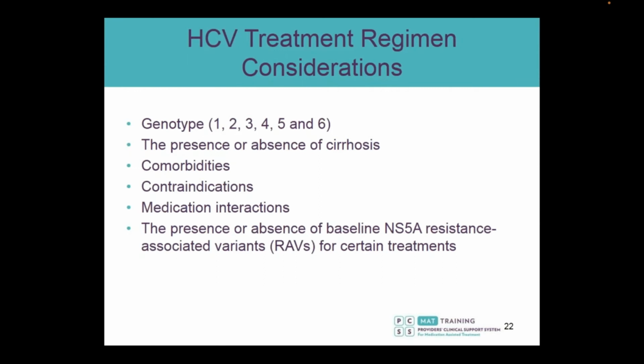So when considering treatment regimens, as I had mentioned earlier, it's important to know the patient's genotype, the presence or absence of cirrhosis, any comorbidities that the patient may have, and consider contraindications for treatment, of which there are a few. Understand medication interactions, as there are many interactions with many of the commonly used hepatitis C medications. And for some medication regimens, understand the presence or absence of baseline resistance for certain treatments. And lastly, it's important to know whether the patient has been previously treated with either interferon-containing regimens or the newer direct-acting antivirals.